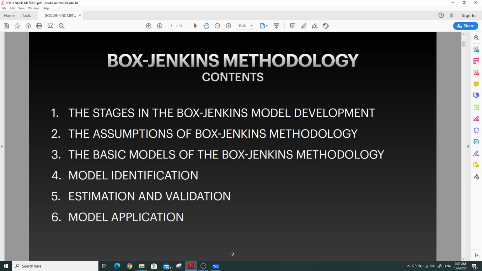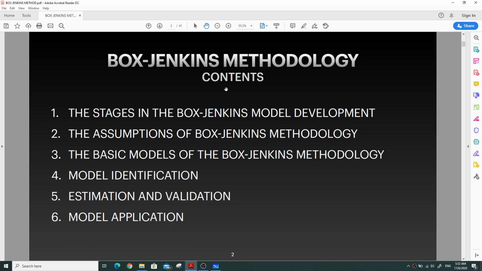So the content of Box Jenkins methodology, I will divide into 6 parts. The first 3 parts are the theoretical part of Box Jenkins, and then the last 3 parts are the application part where we will model the Box Jenkins method using R programming. So in this slide I will explain up to the basic model of the Box Jenkins method.